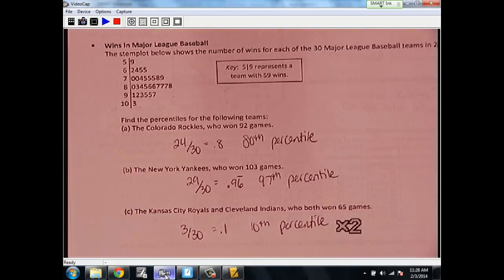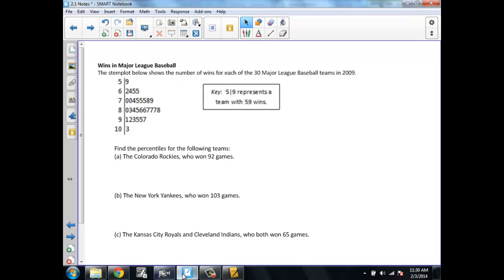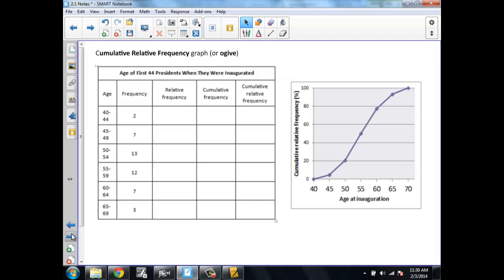If you're at 65, there's 2 65s. It's still counting how many are below that 65. So here there's 3 that are below 65. 3 out of the 30 gives you 0.1 or 10%. With the percentile, from what I understand, we always round. I always see them rounded. I guess I haven't really looked into it, but always round it.